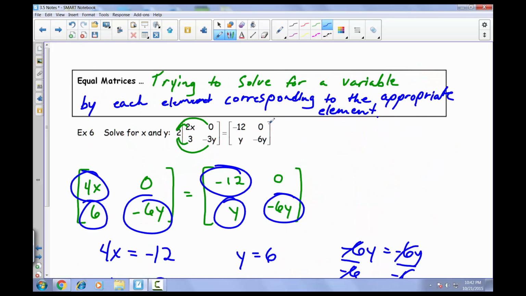Equal matrices, just trying to solve for a variable here, the corresponding elements must be equal. If this top left one is in the top left, and it's equal to this other matrix, which has a top left element, then these two corresponding elements must be equal to one another. And that's how you can, again, solve for the variables.